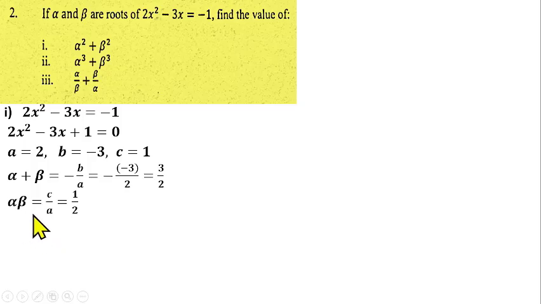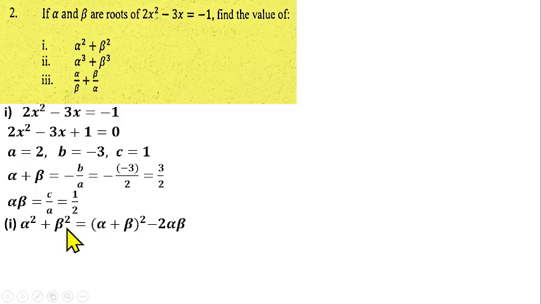Then the product of the roots of this quadratic equation, that is alpha beta, will be equal to c over a, and our c is 1 and our a is 2. So the product of the roots of that quadratic equation is 1 over 2. Now that we know the sum and the product, we can simplify alpha squared plus beta squared.